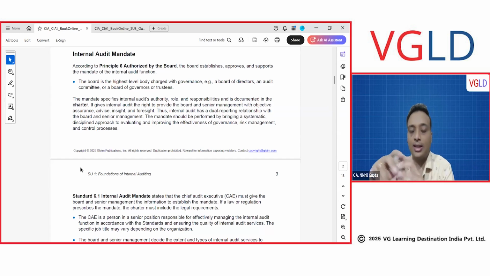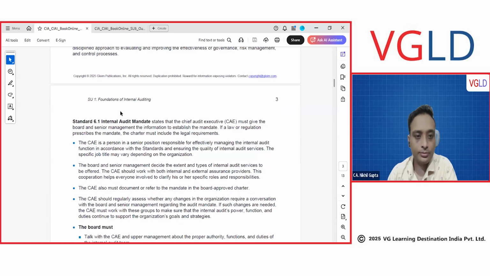It gives internal audit the right to provide the board and senior management with objective assurance, advice, insights, and foresight. Thus, internal audit has a dual reporting relationship with the board and senior management. It means that at one point we are working as an advisory function, and we are also providing assurance services. That's why there is a dual reporting relationship. The mandate should be performed by bringing a systematic, disciplined approach to evaluating and improving the effectiveness of governance, risk management, and control processes.